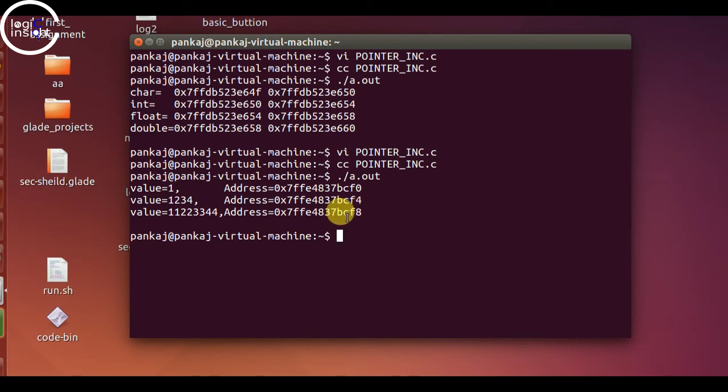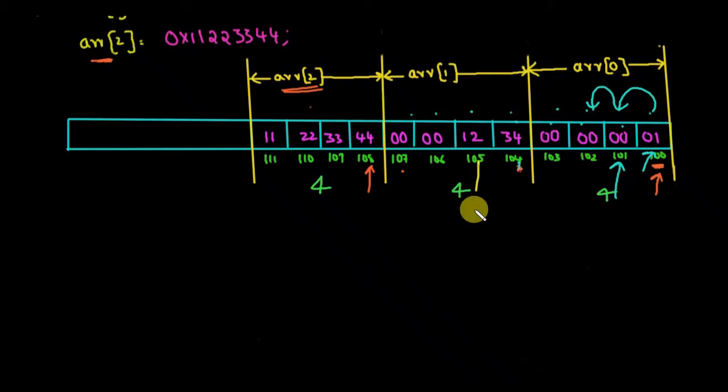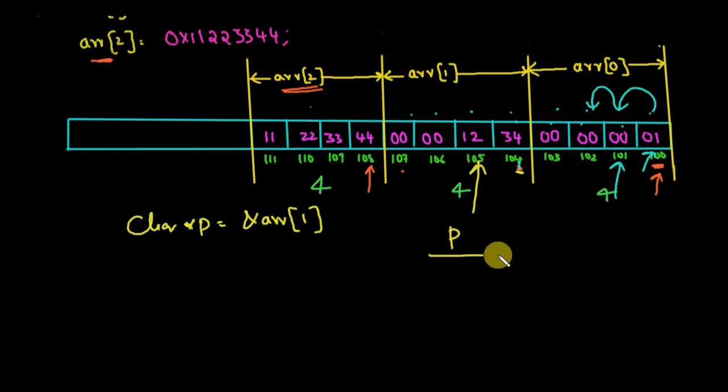So what happens if I want to fetch in between bytes? For example, if I want to fetch only this data, 12, what can I do? We have to use some logic. See here, we know that if I want to fetch only 1 byte, then I can use a character pointer, right? So I can use a character pointer in which I can store this address. I can write the address of 1. So in pointer p, I'll have the value 104.